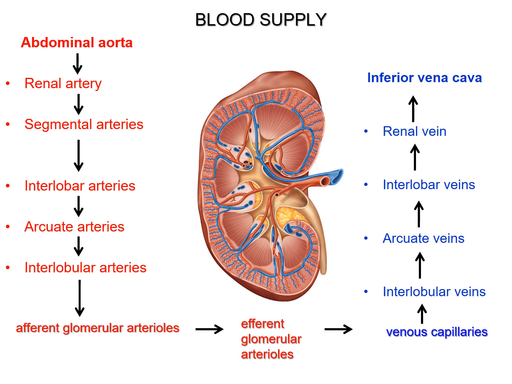We shall repeat now the kidney's blood supply. From the abdominal aorta, we have right and left renal arteries. Renal arteries divide into the segmental arteries, interlobar arteries, arcuate arteries, and interlobular arteries. Interlobular arteries continue with afferent glomerular arterioles.